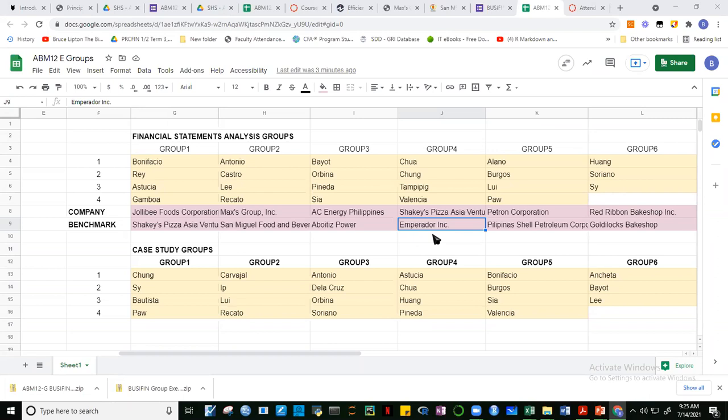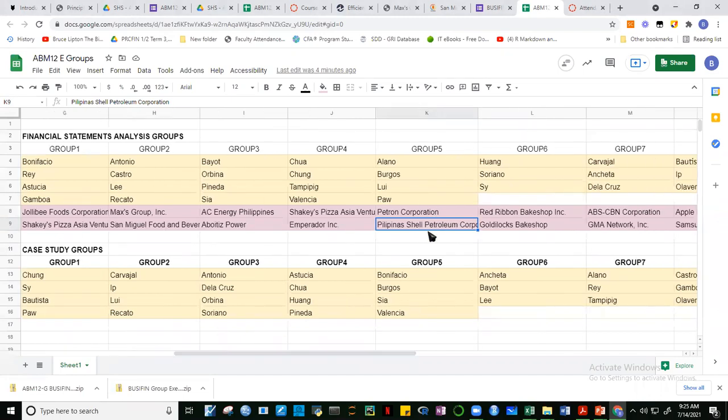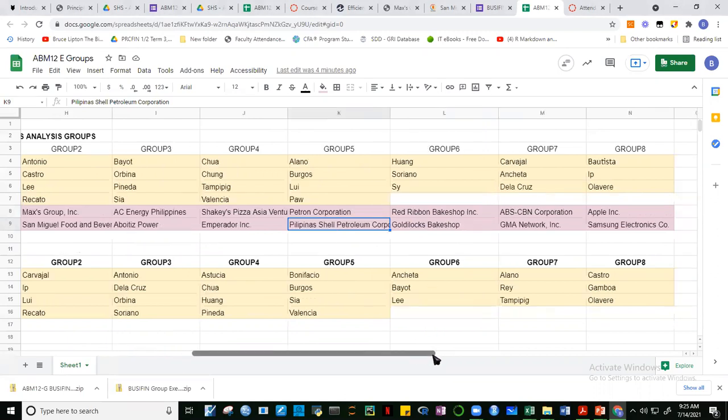No? Okay. Group 5, Petron and Shell. Again, guys, you still have time to change this. The FS of this is somewhat complicated, and I don't want you to be stuck with the analysis of this because it's really hard. Okay. Red Ribbon and Goldilocks, just make sure you're able to get the FS of this. ABS-CBN, GMA, okay. Apple and Samsung, guys, I told you before, did I tell you, that these are international companies. You should choose Philippine companies.